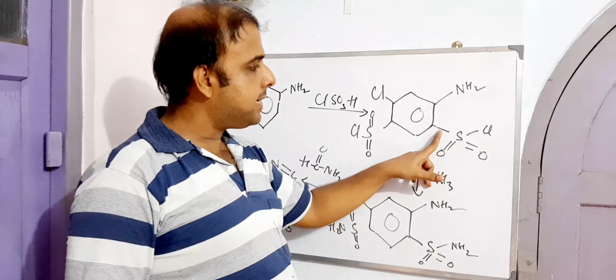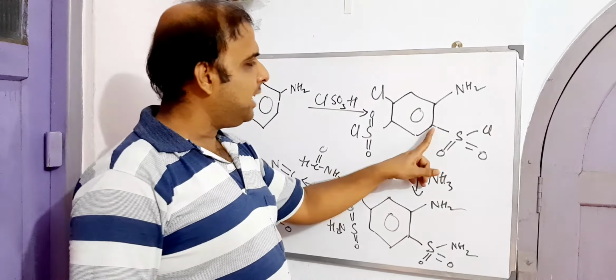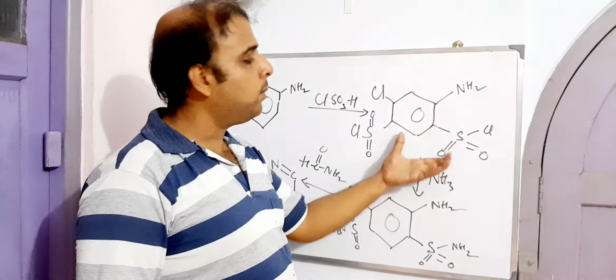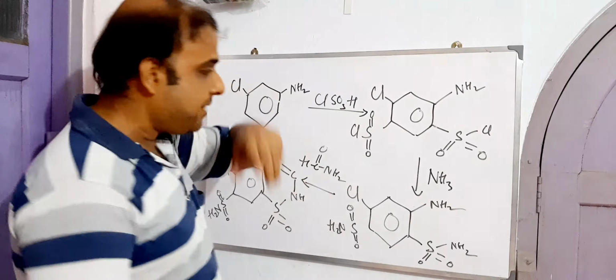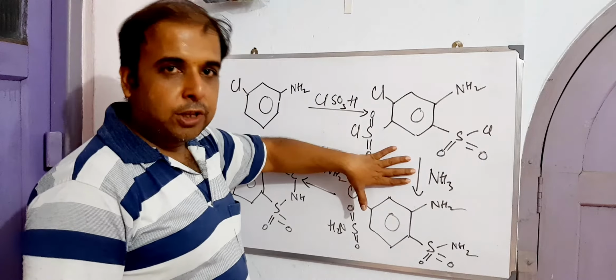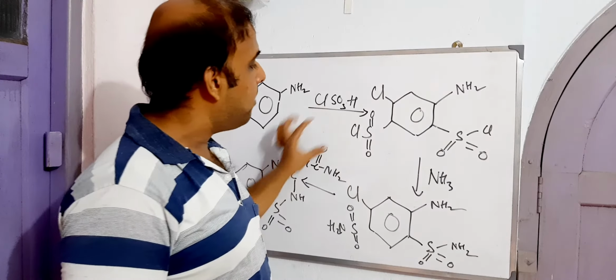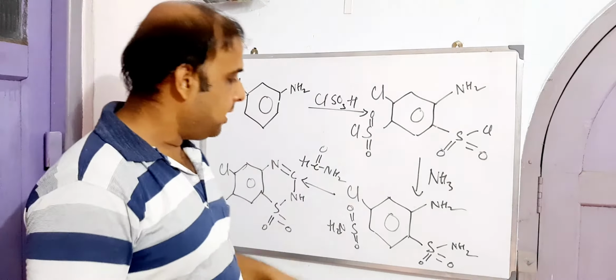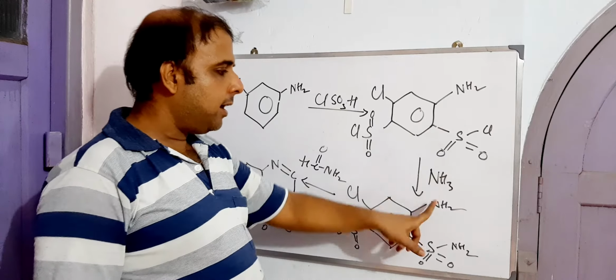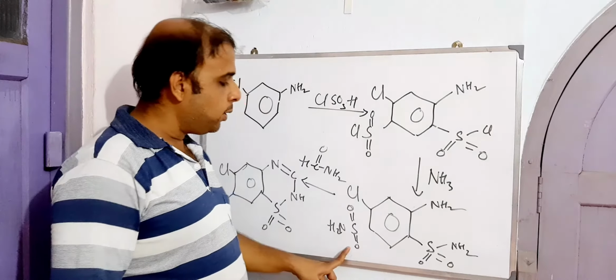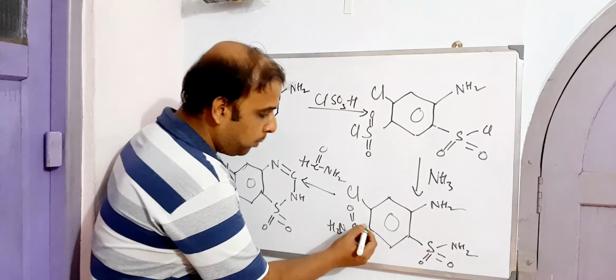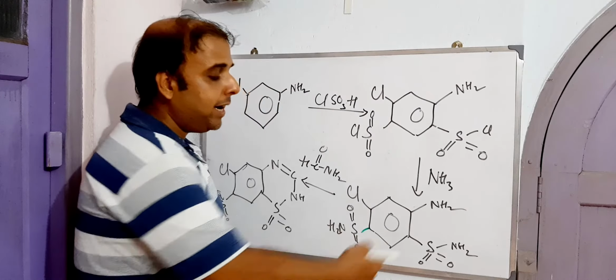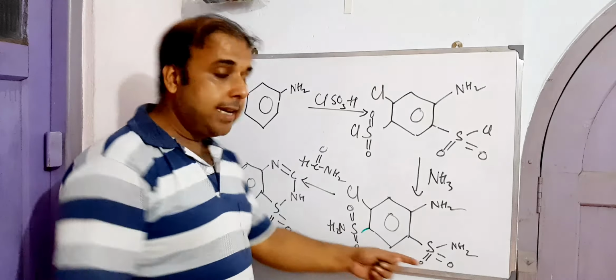Both are placed at these positions. If I consider this as position 1, then this is 1 and this is 5, both holding sulfonyl chloride. What next? Next we brought ammonia, for the purpose of aminating the sulfonyl. While treating this with ammonia, we got SO2NH2, SO2NH2. Both places are occupied with SO2NH2.